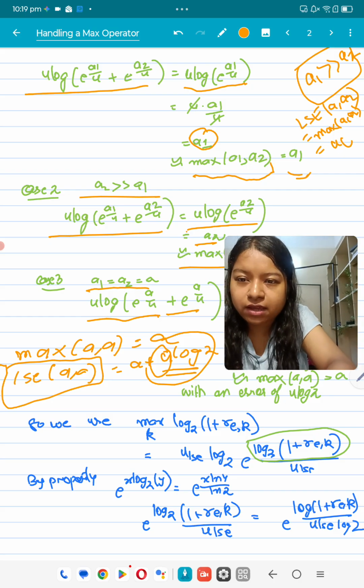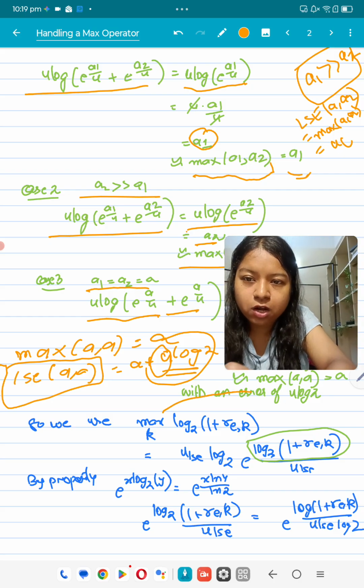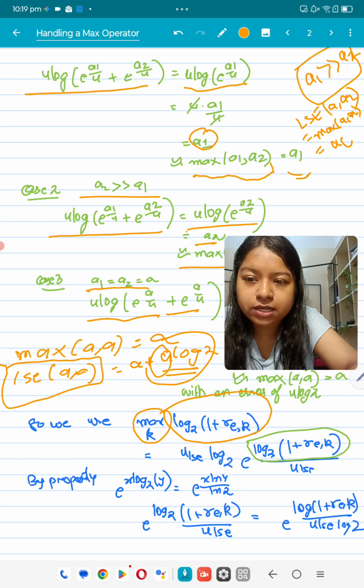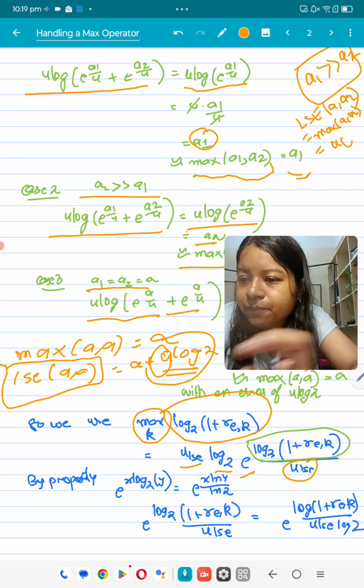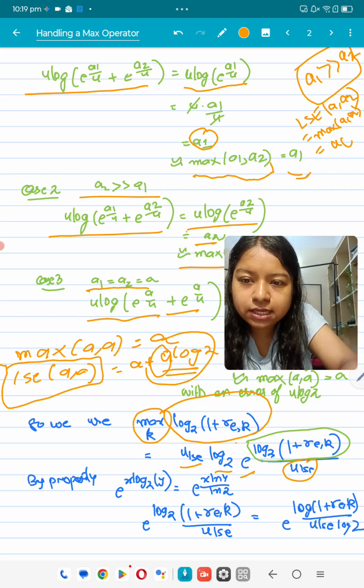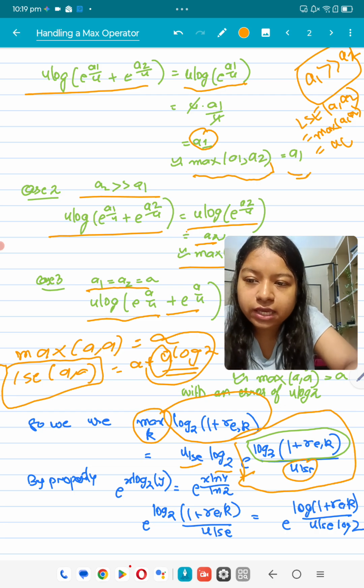So now we will apply this. This was our original rate formula, max of log 2 of 1 plus gamma e_k. We can write it as u LSE, or log 2 of the exponential of the entire thing, log 2 of 1 plus gamma e_k by u. LSE is the log sum exponential, with u as I have put it. Then by property, we can break this one more step. We know that e to the power of x log 2 y we can break as e to the power of x ln y by ln 2, right?